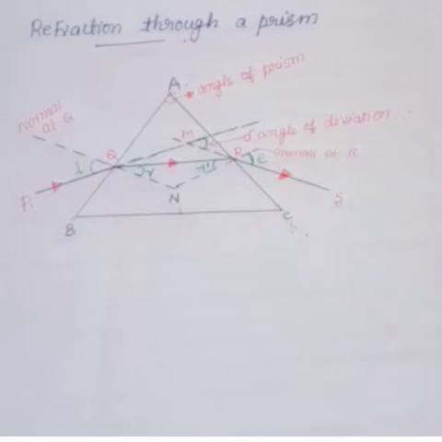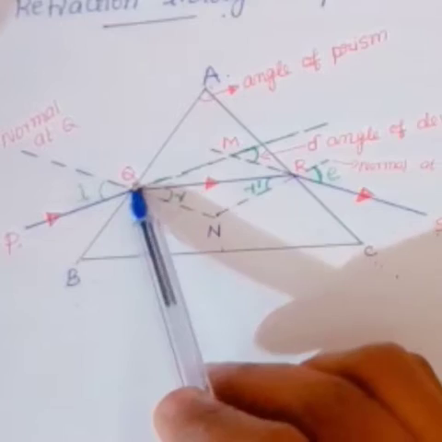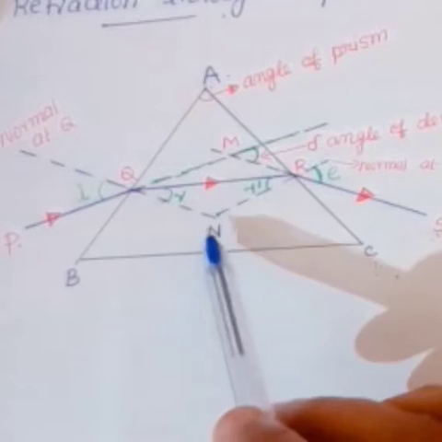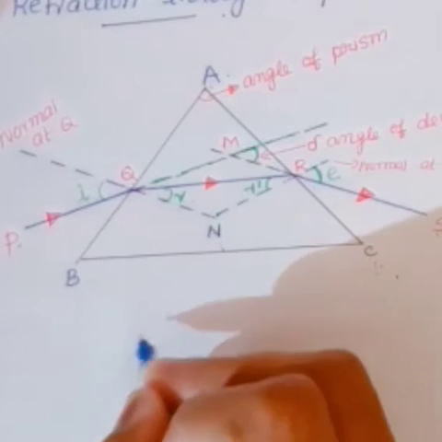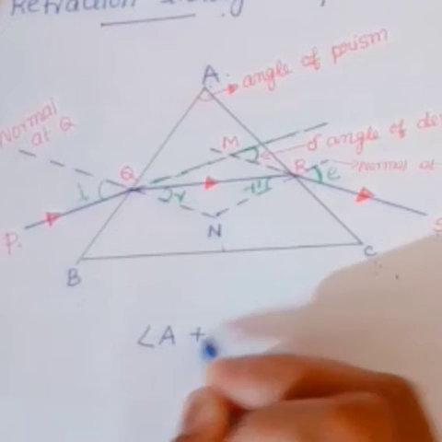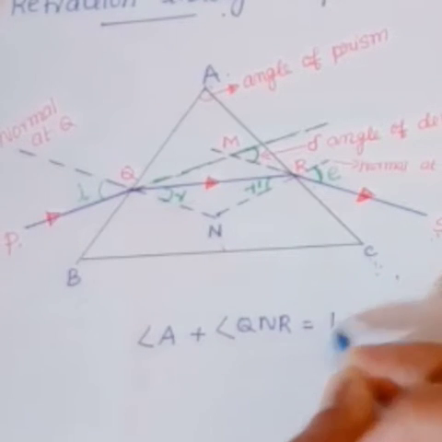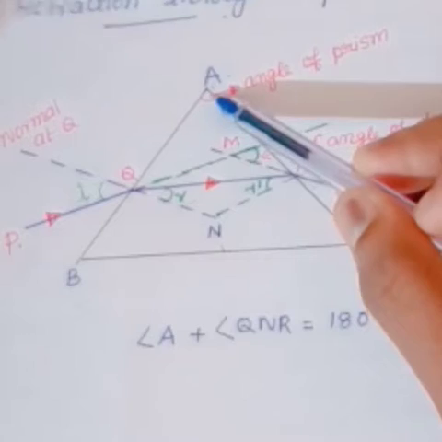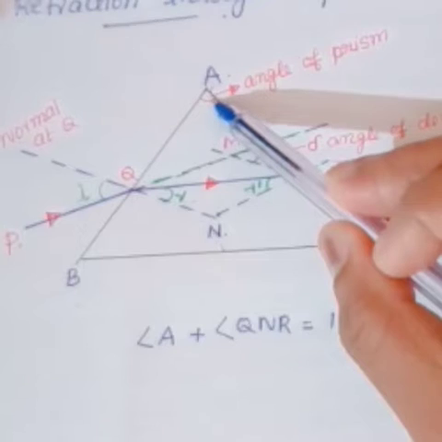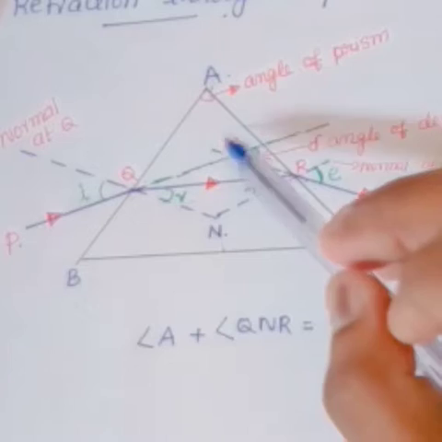First you have to consider the quadrilateral AQNR. Here I can write angle A plus angle QNR is equal to 180 degrees. So first consider quadrilateral AQNR: angle A plus angle N is equal to 180 degrees, because it is a quadrilateral.